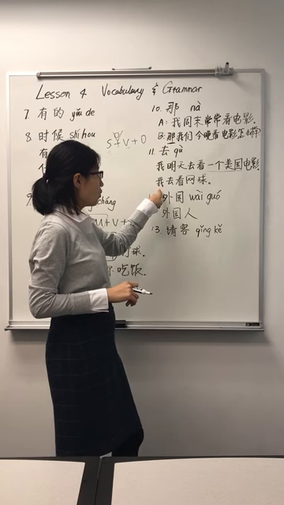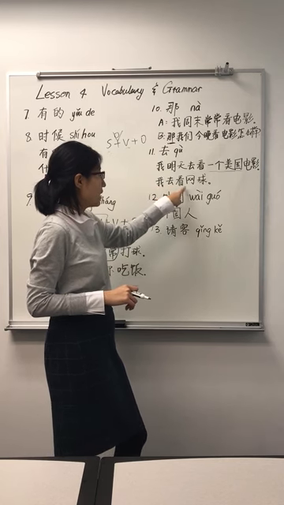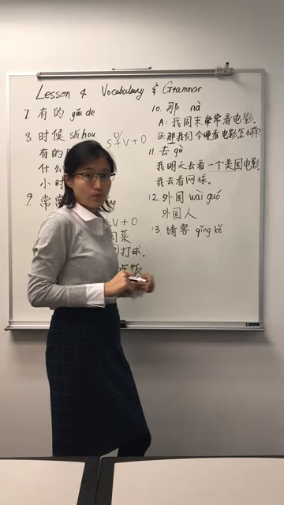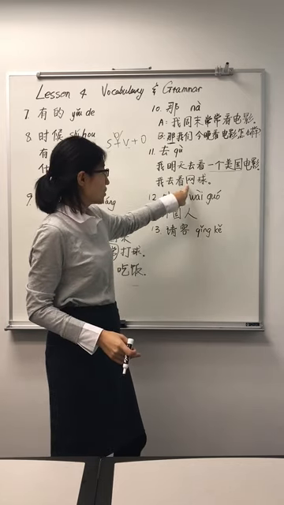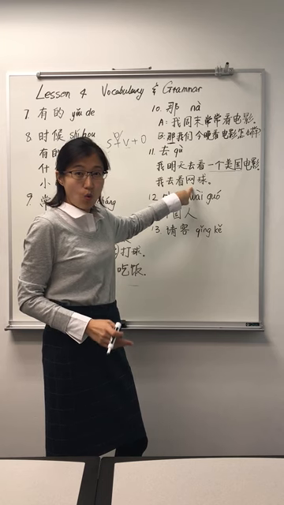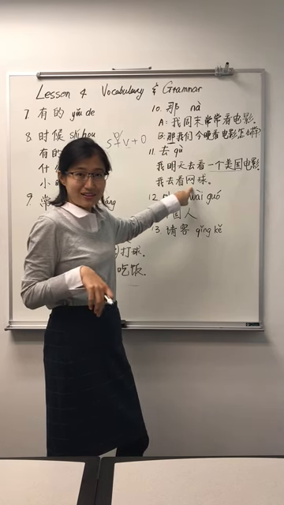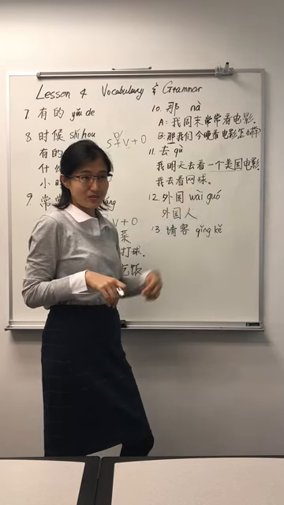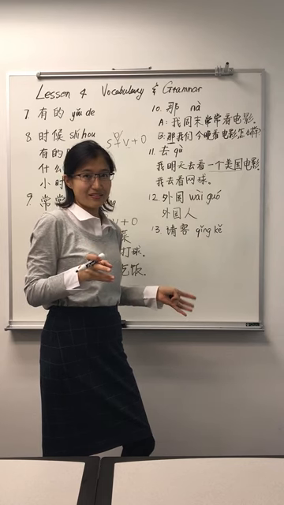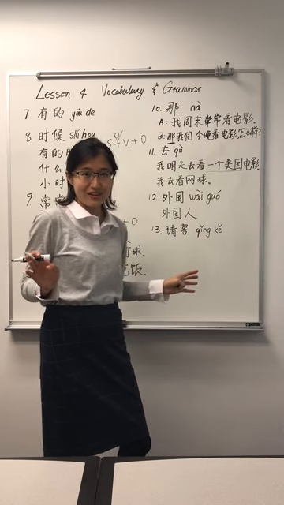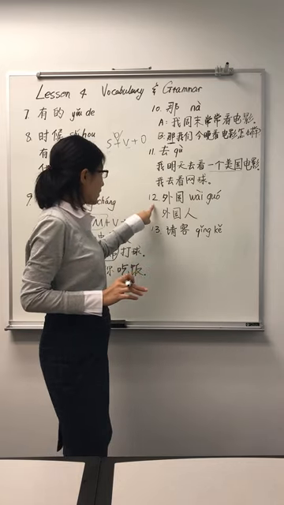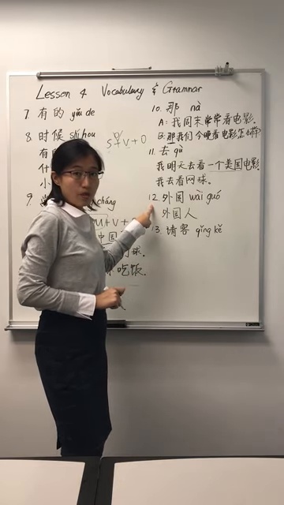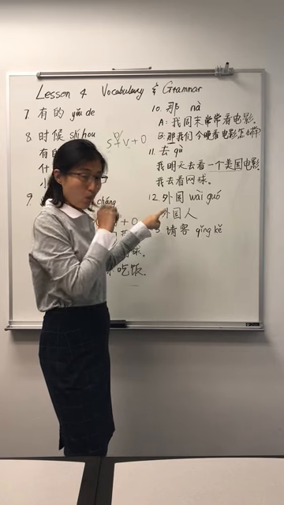Next one. 我去看网球. I will go somewhere to watch tennis. 网 means the net. 网球, something that has a net. What kind of sport has a net? The tennis net. Next one is 外国. 外 means outer or foreign.